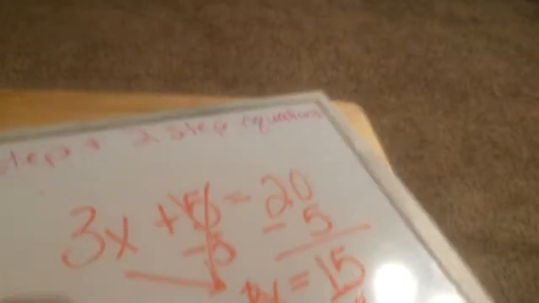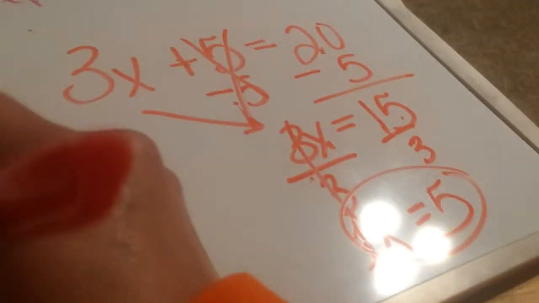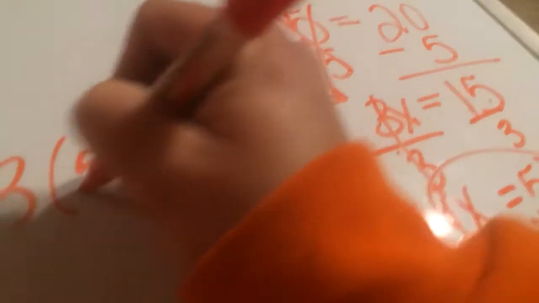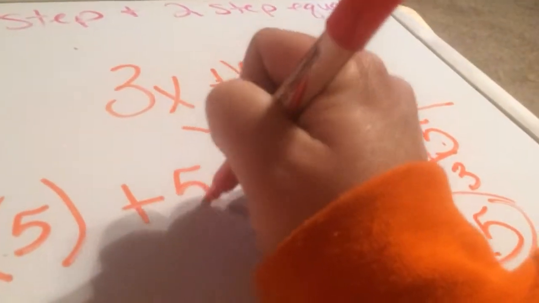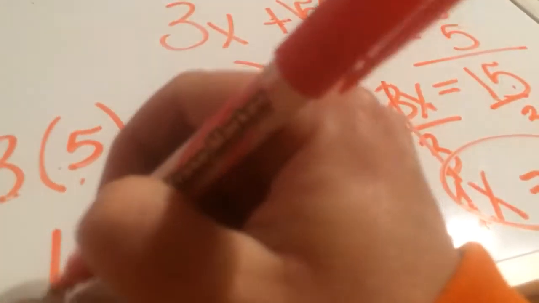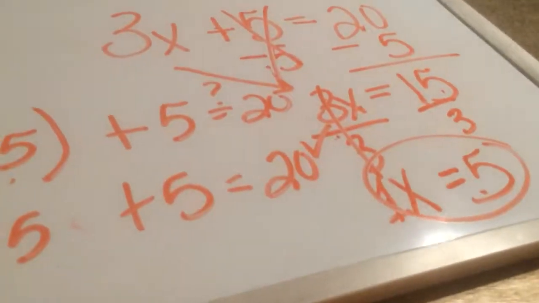X equals 5. So if we come over here and we do 3 times our x, which is 5, plus 5, we should get 20. So we have 3 times 5 is 15 plus 5 equals 20. And we know that is correct.